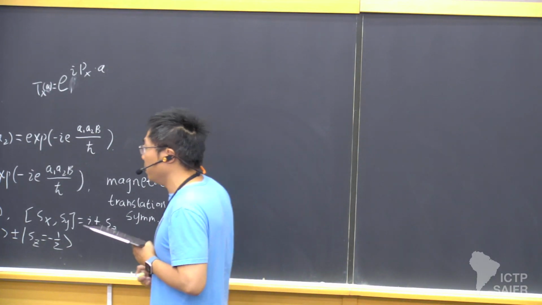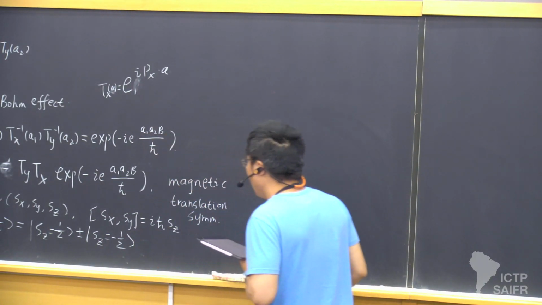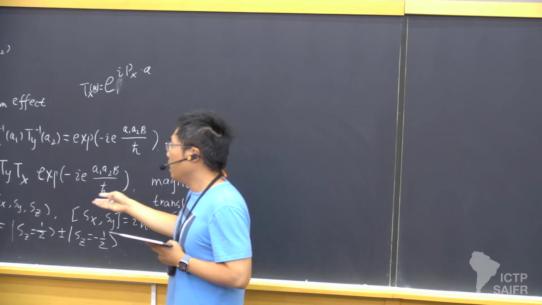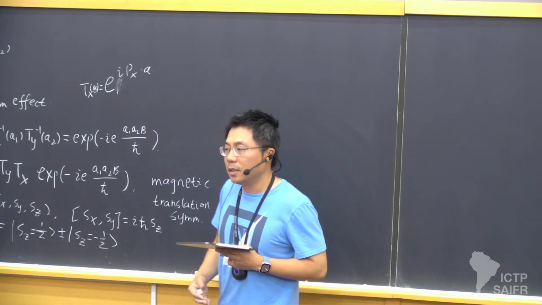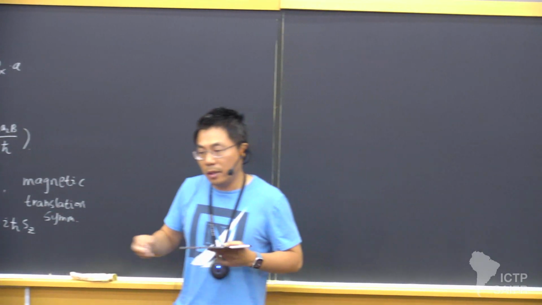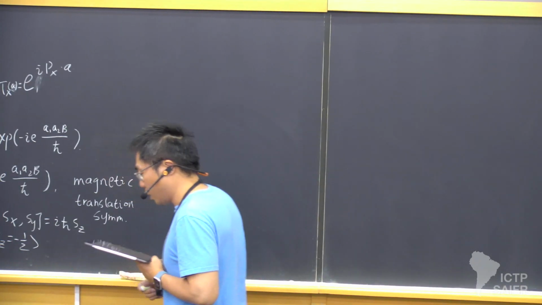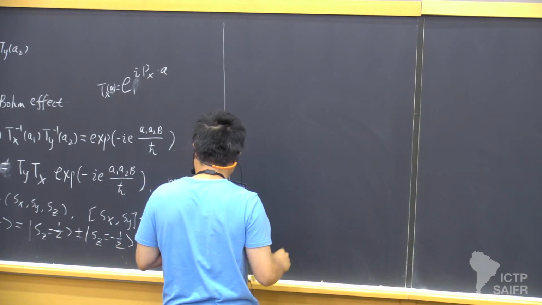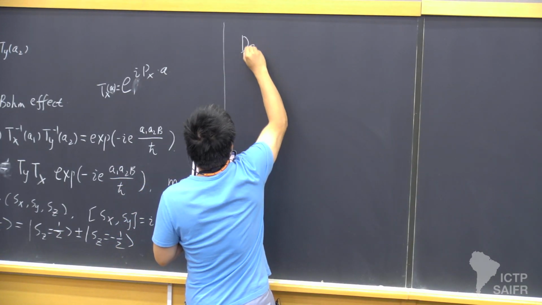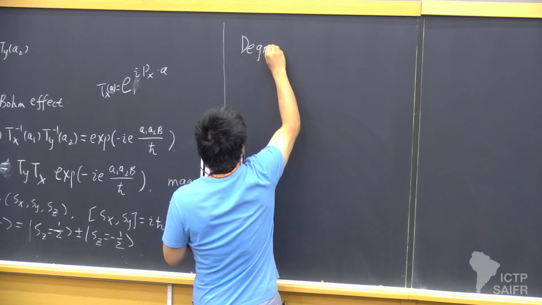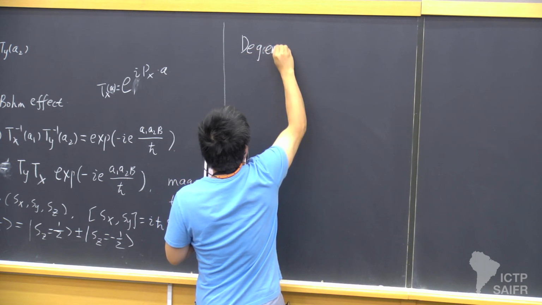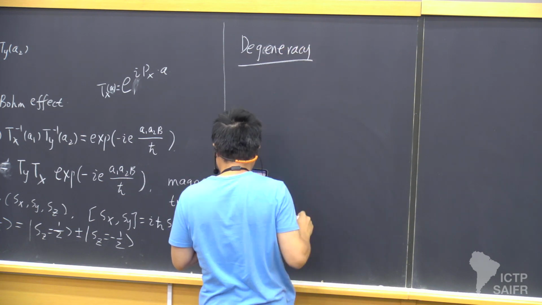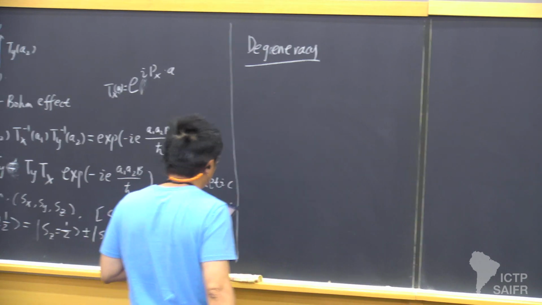Let's try to count the degeneracy of the system. What we have learned from here is that this non-commuting translation really requires my system to have degeneracy. And then the important question is, what's the number of degeneracies? So let's talk about degeneracies. Now let's consider a bounded system.